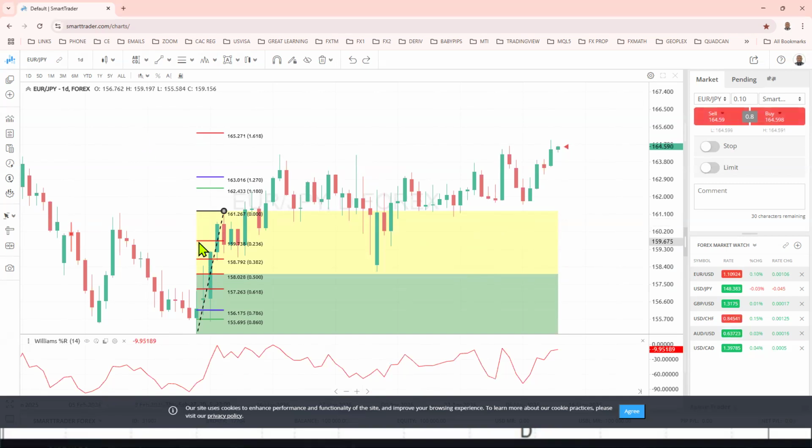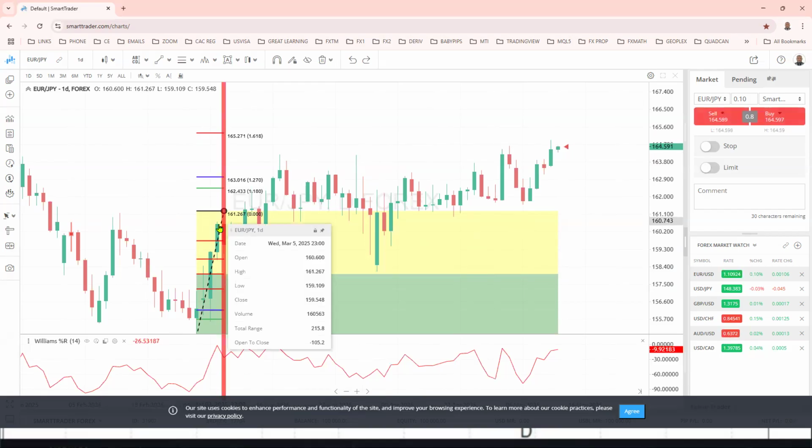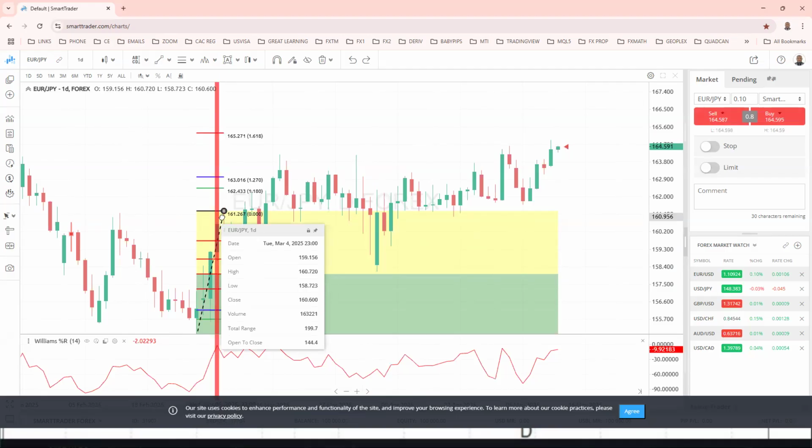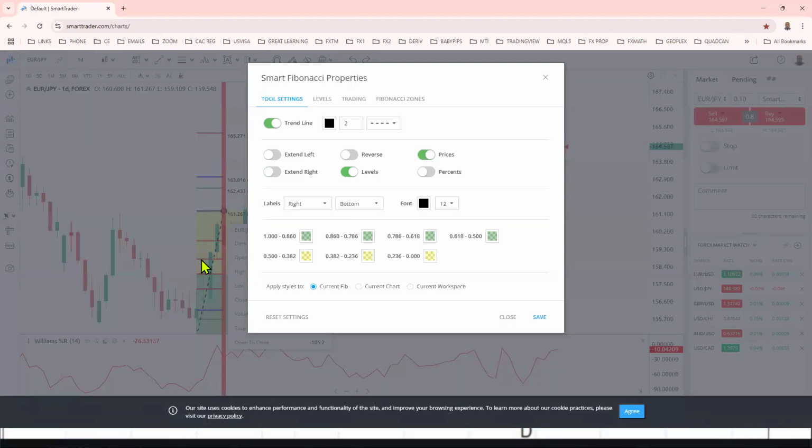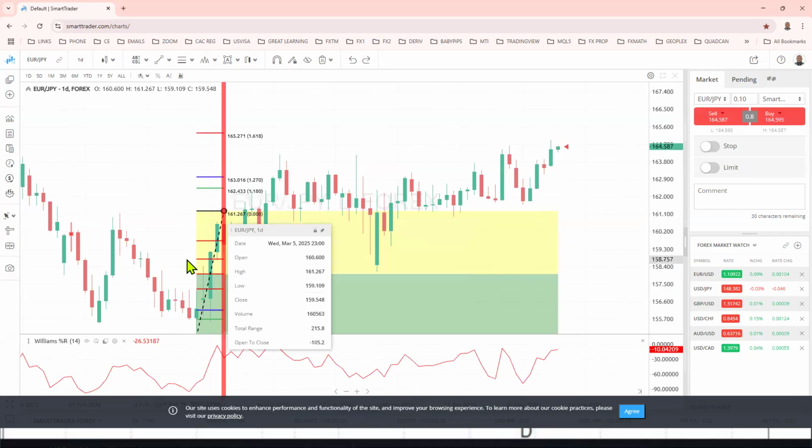You understand? Then this one, there are a lot of tools. I'm not going to be able to take all the tools right now.